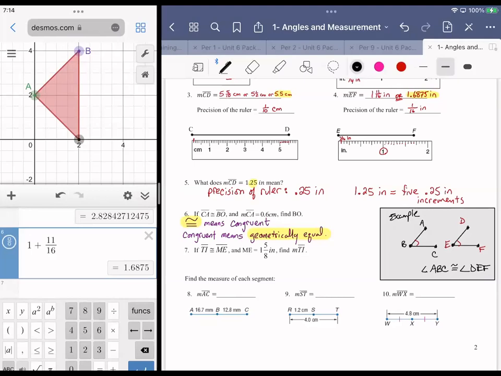I see something in the chat here. Oh, sorry, that was old. My bad.